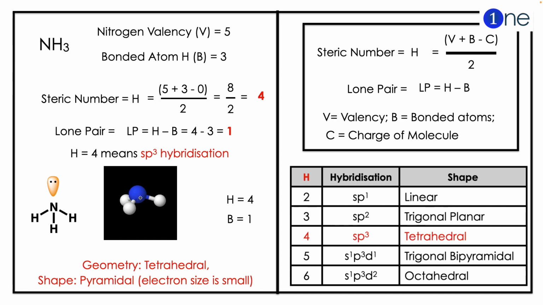So tetrahedral with one lone pair leads to the pyramidal geometry. You can find it easily in the 3D structure. So AX3E1 means pyramidal. Here the geometry is tetrahedral, the shape is pyramidal because we don't count the electron pair, because it is small.